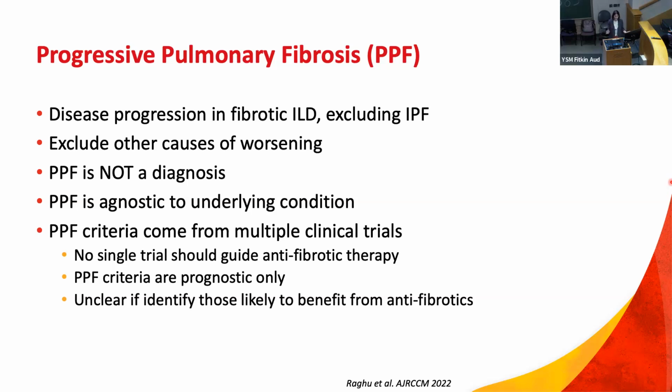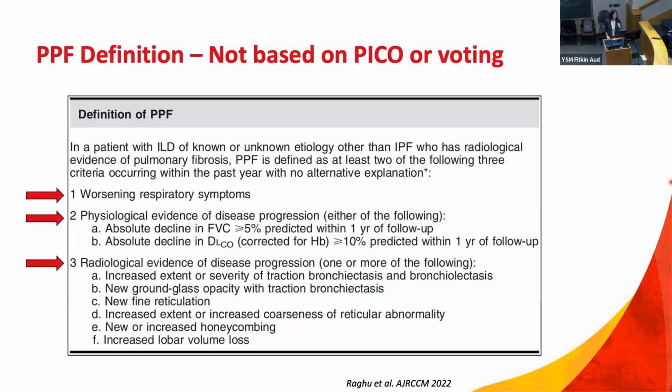They're prognostic only, and we're not meant to use these criteria to determine who should get an antifibrotic. And yet the only two PICO questions in there are about antifibrotics and who should be treated. So it's just kind of interesting. This was not based on a PICO question or voting. I don't know how this definition came about, but this is the definition.